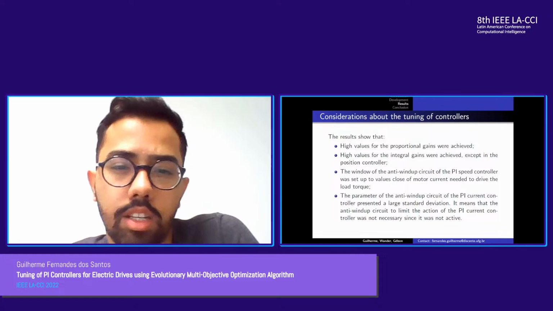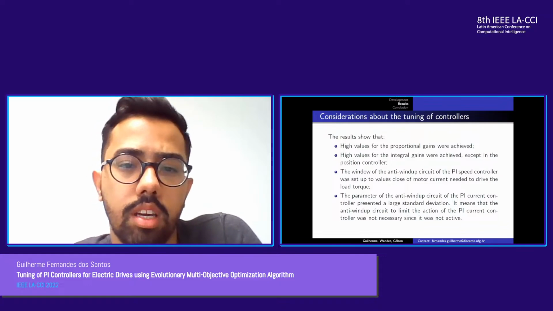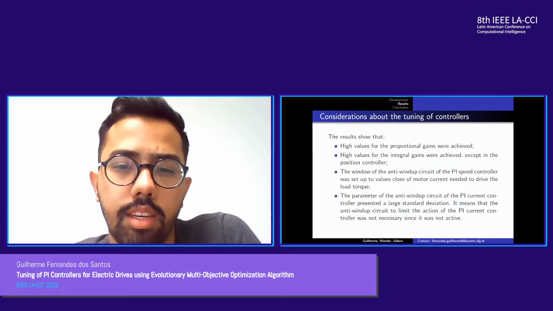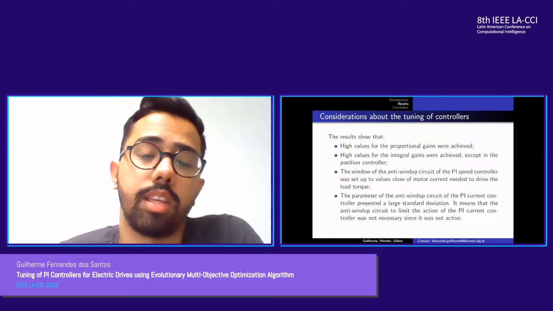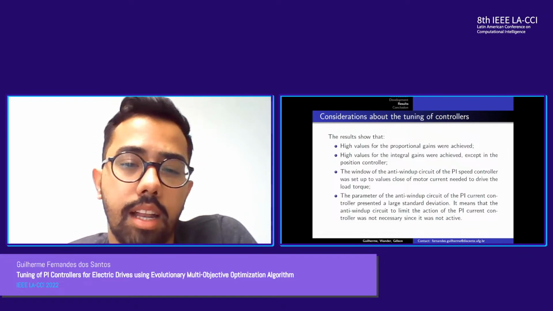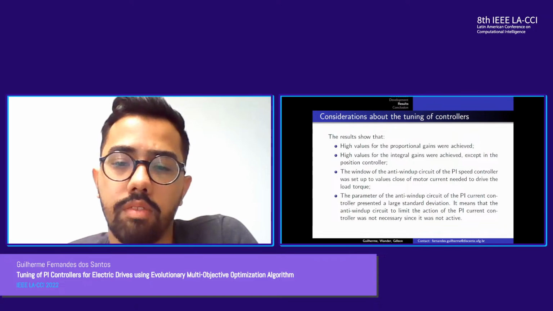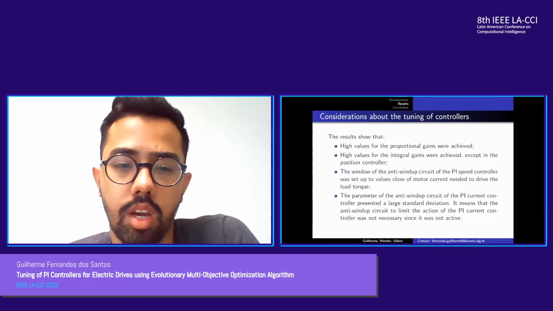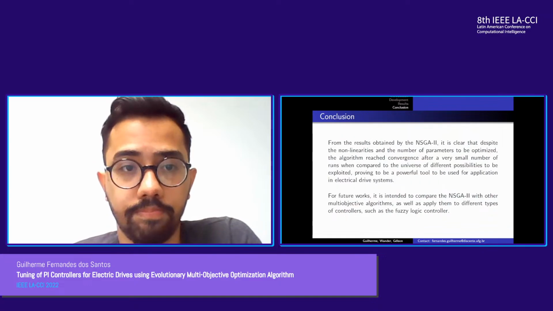The window of the anti-windup circuit of the PI speed controller was set up to values close to the motor current needed to drive the load torque, and the parameter of the anti-windup circuit of the PI current controller presented a large standard deviation. It means that the anti-windup circuit to limit the action of the PI current controller was not necessary since it was not active.